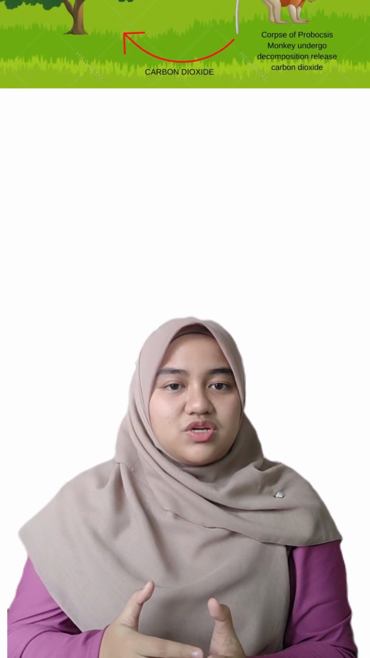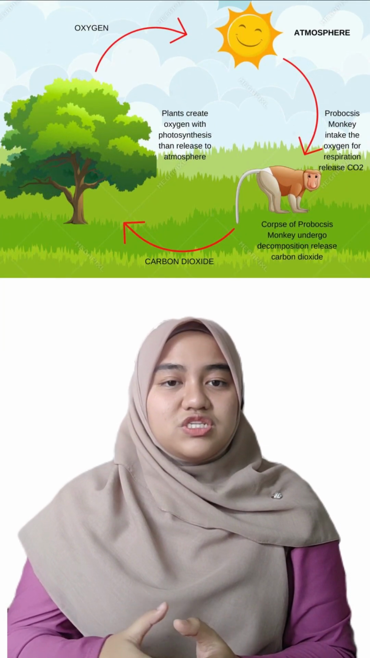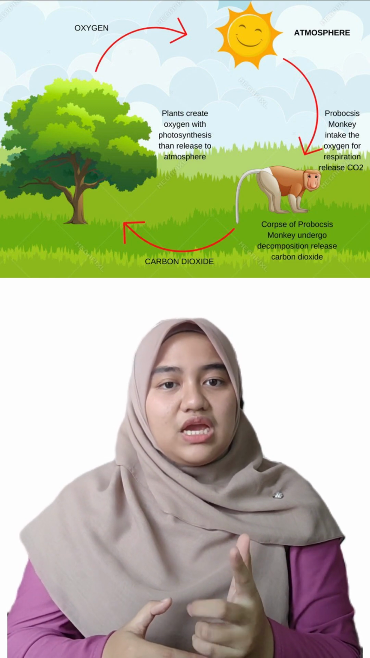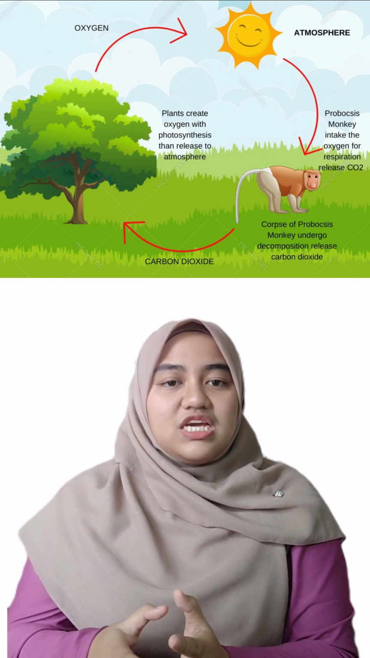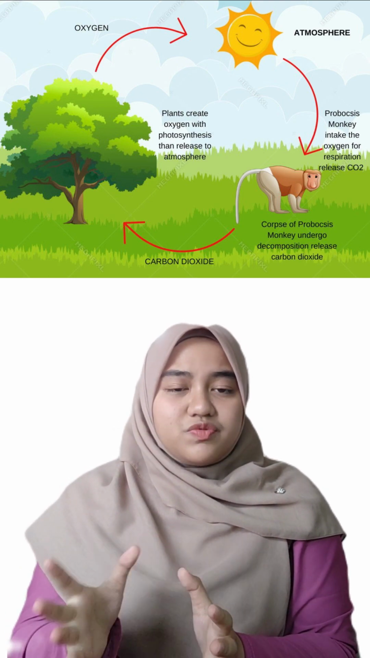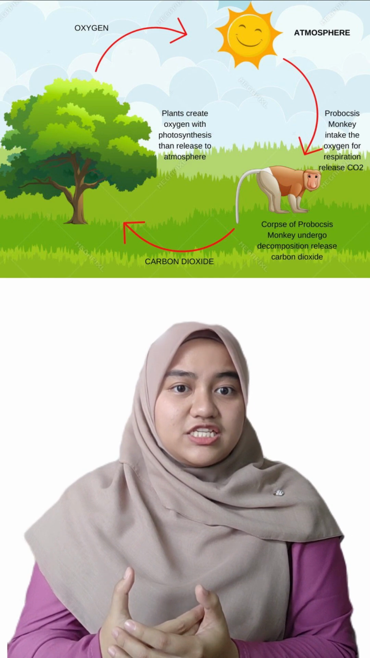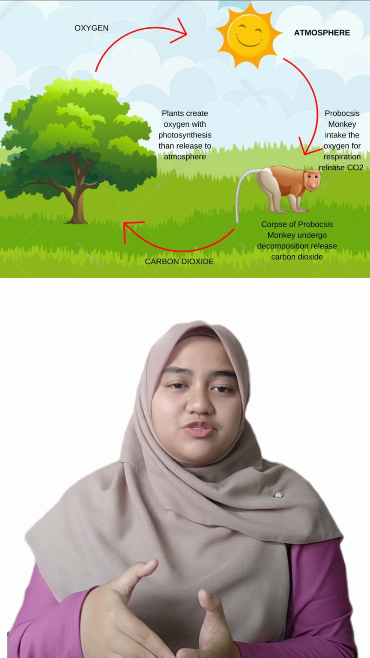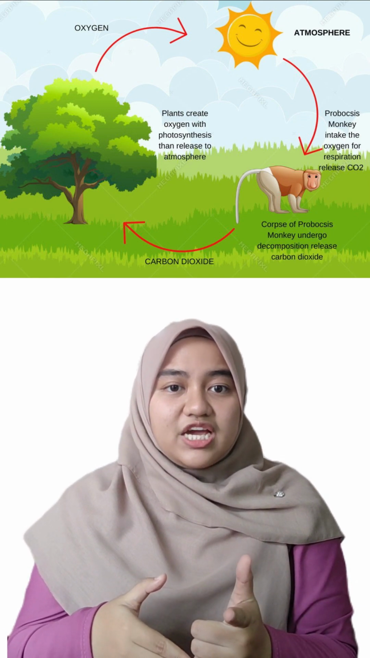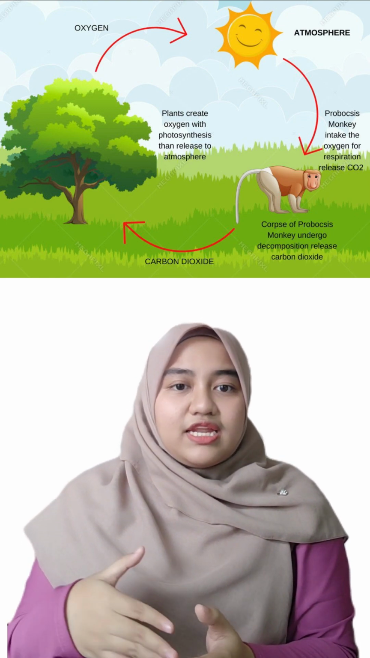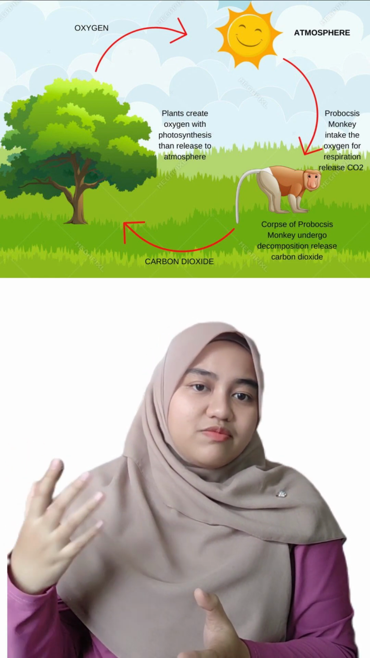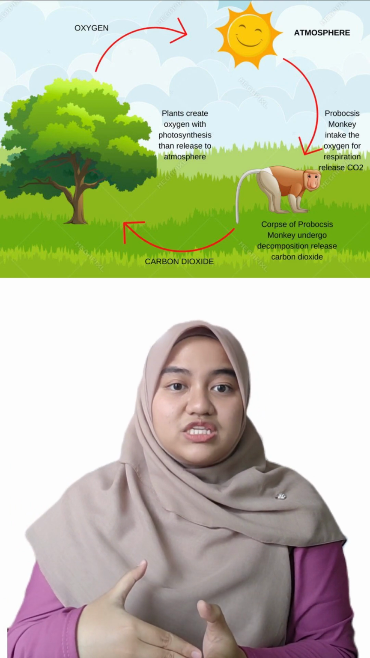Firstly, the plants will absorb sunlight to undergo the photosynthesis process. Photosynthesis occurs with the help of sunlight, water, and carbon dioxide, and releases oxygen as a byproduct of the process. Then the oxygen that is released to the atmosphere will be absorbed by the animals, in this case proboscis monkeys, to undergo the respiration process. The respiration process then releases energy and carbon dioxide as the byproduct of the process. Then the carbon dioxide will be released to the atmosphere, then absorbed by the plants to undergo photosynthesis.